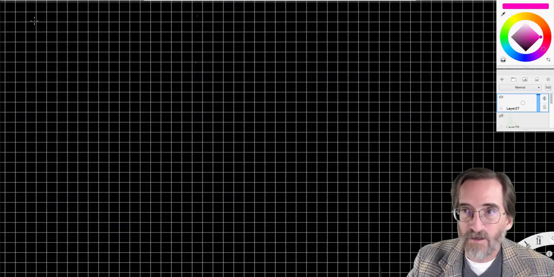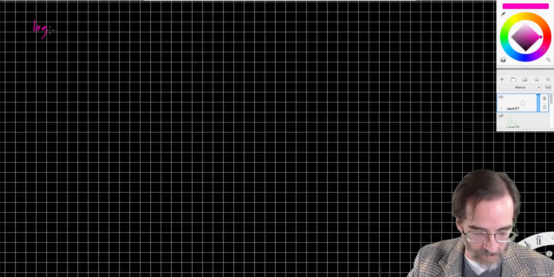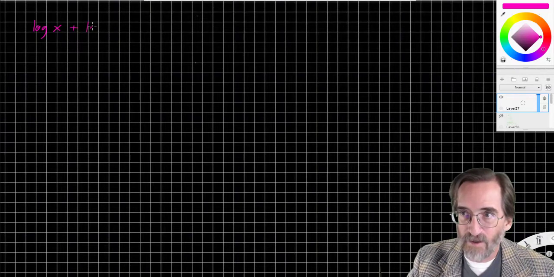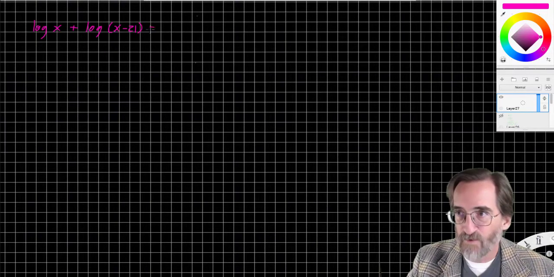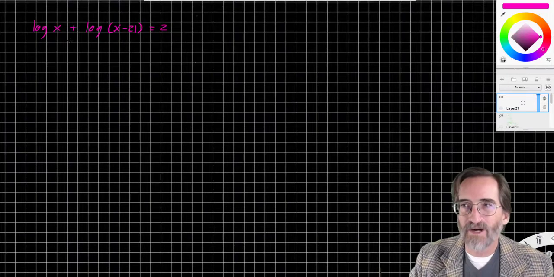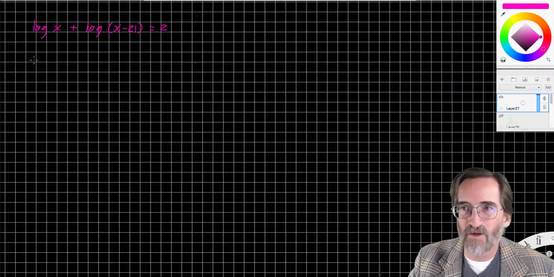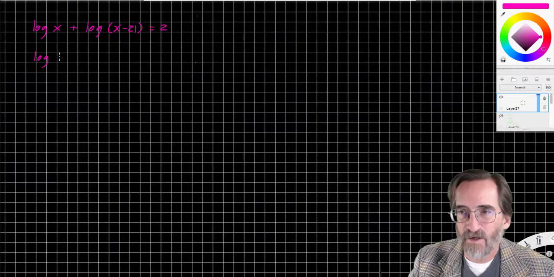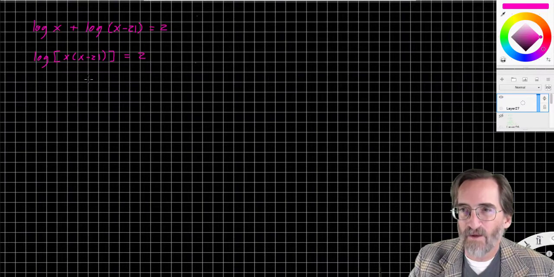The log, and when I don't put the base, the base is 10. So log base 10 of x plus log base 10 of x minus 21 equals 2. I'm going to combine these: a sum of logs is the log of a product. Log of x times x minus 21. Okay, and I'm going to distribute, so log of x squared minus 21x equals 2.